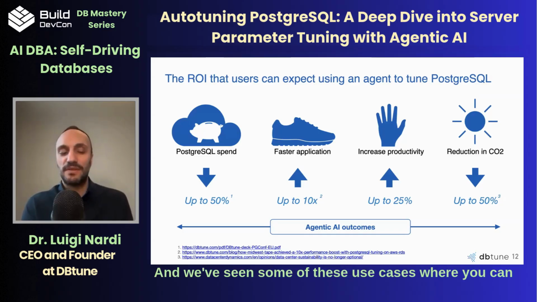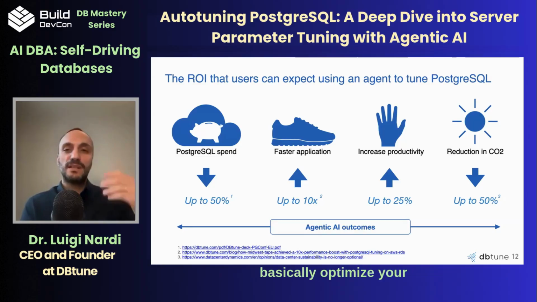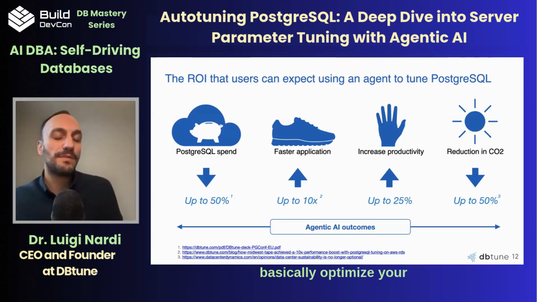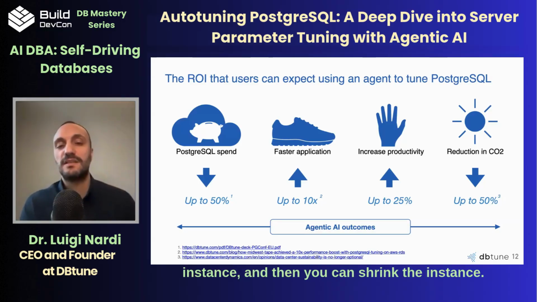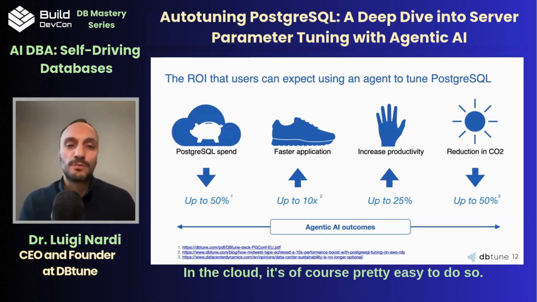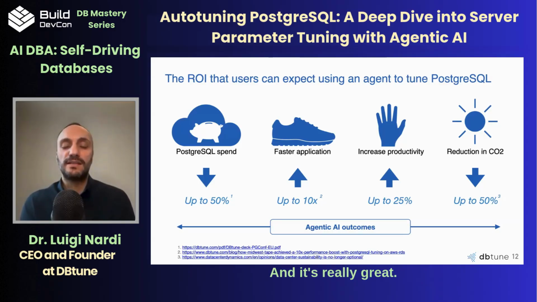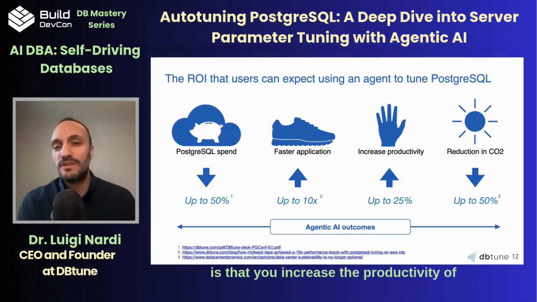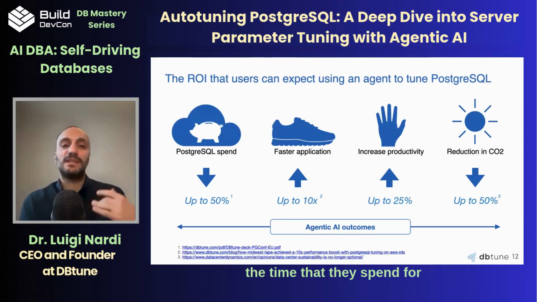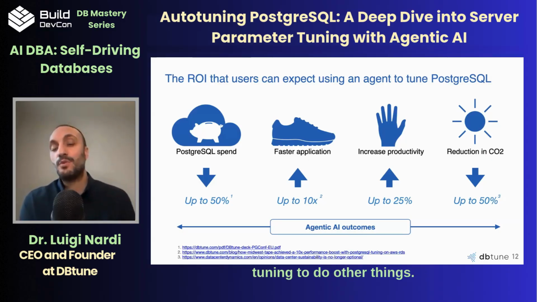And we've seen some of these use cases where you can basically optimize your instance, and then you can shrink the instance. In the cloud, it's of course pretty easy to do so, and it's really great. The third point is that you increase the productivity of your team, because the team can save the time that they spend for tuning to do other things.